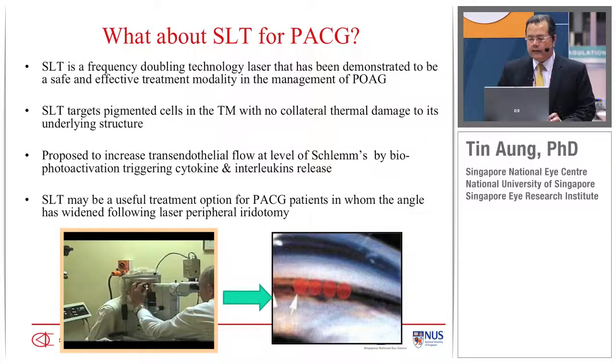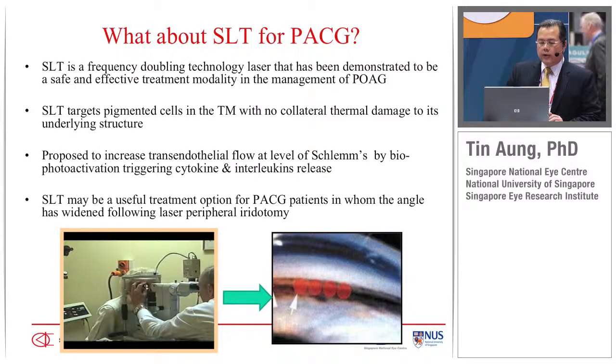So what about SLT for angle closure glaucoma? We know that SLT is a safe and effective treatment for open angle glaucoma because it targets the pigmented cells in the trabecular meshwork with no collateral damage to the underlying structure. SLT may also be a treatment option for angle closure patients in whom the angle has widened following laser iridotomy, so that you can see the trabecular meshwork to apply the SLT shots.